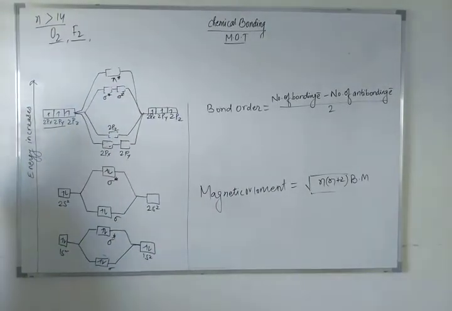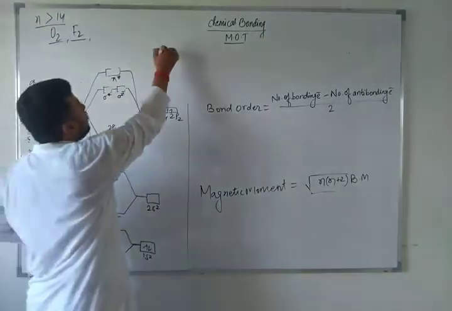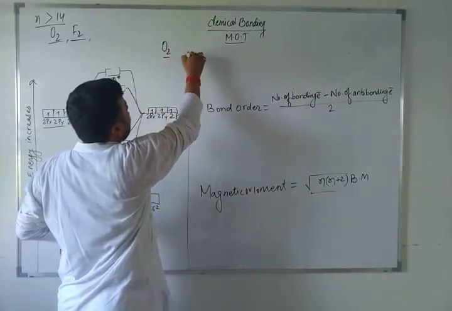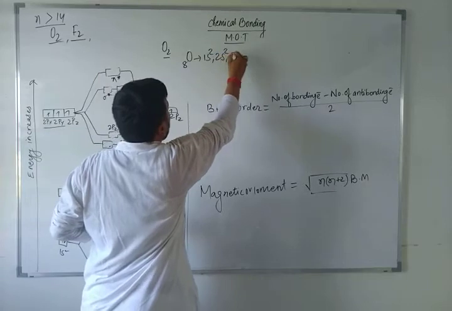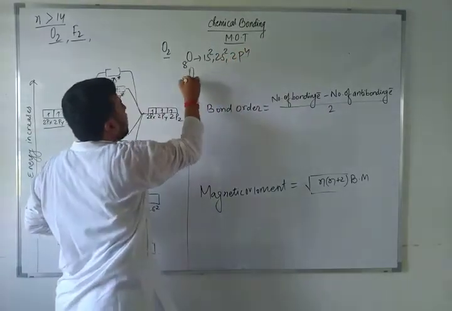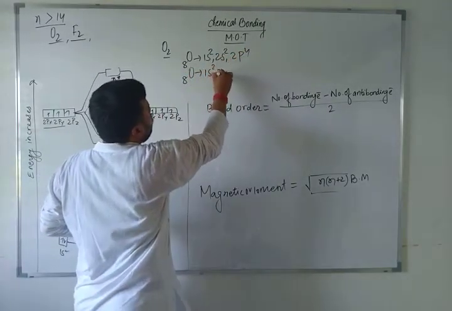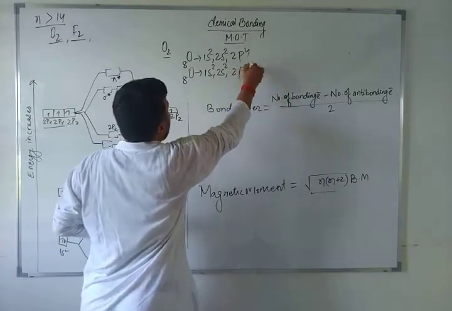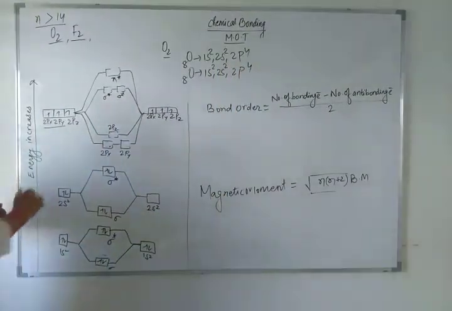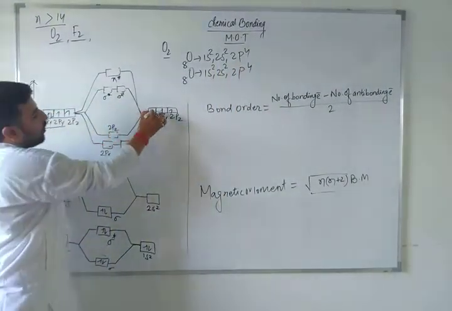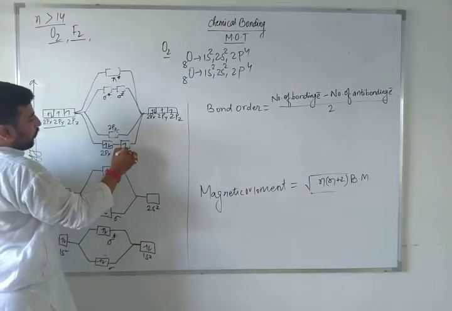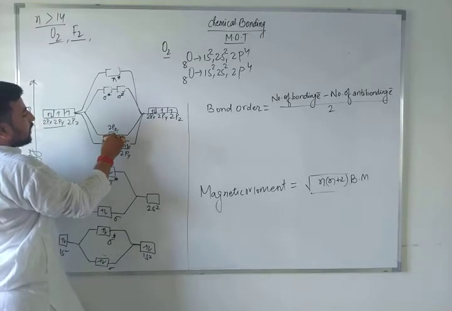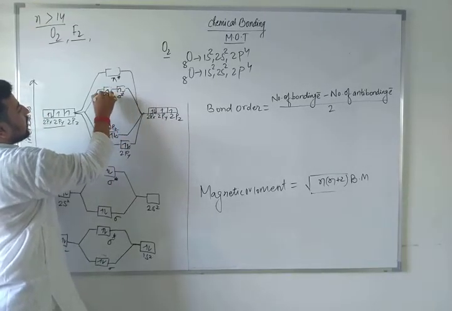Now just suppose about O2, oxygen. In O2 there are 2 oxygen atoms, atomic number 8, 1s2, 2s2, 2p4. Another oxygen atom also 1s2, 2s2, 2p4. So here 1s2, 2s2 there are total 4 electrons. Here you can see 1, 2, 3, 4, 5, 6, 7, 8.